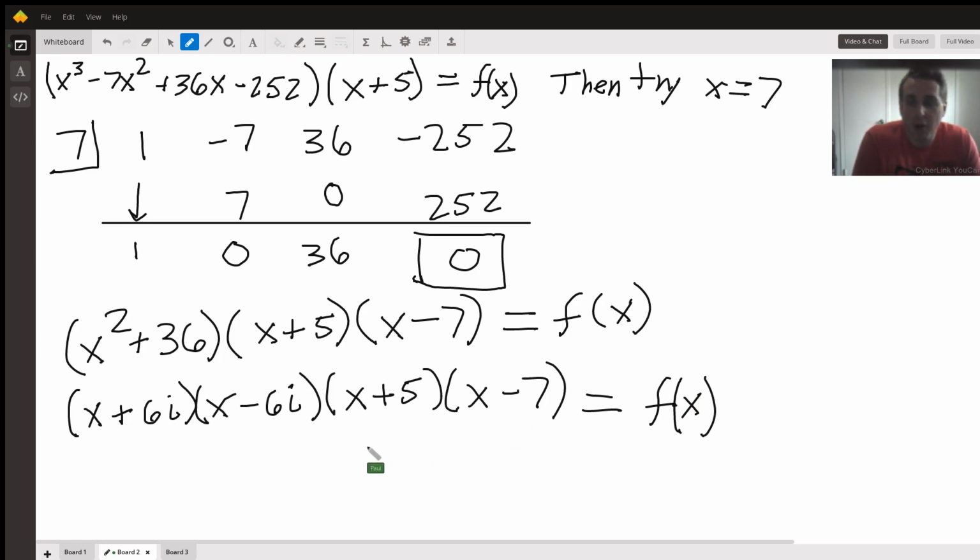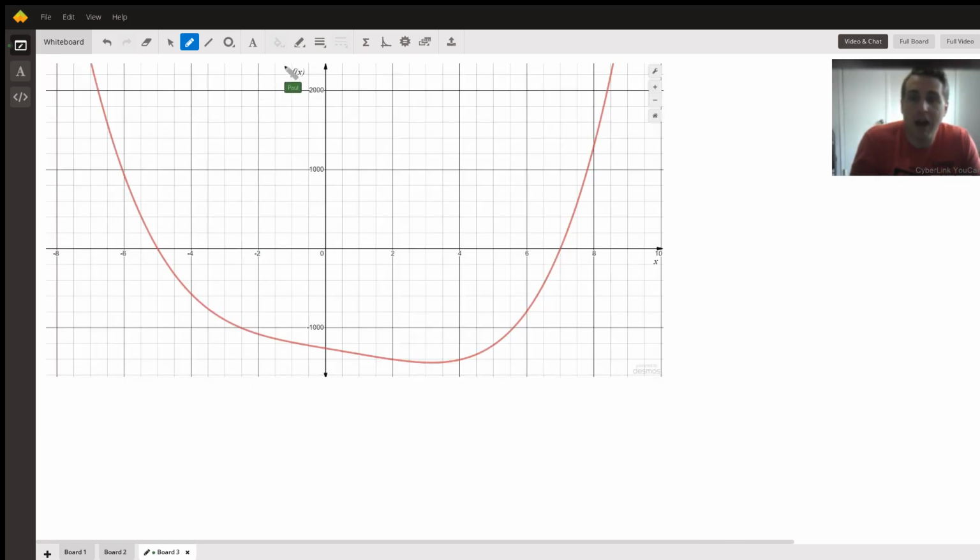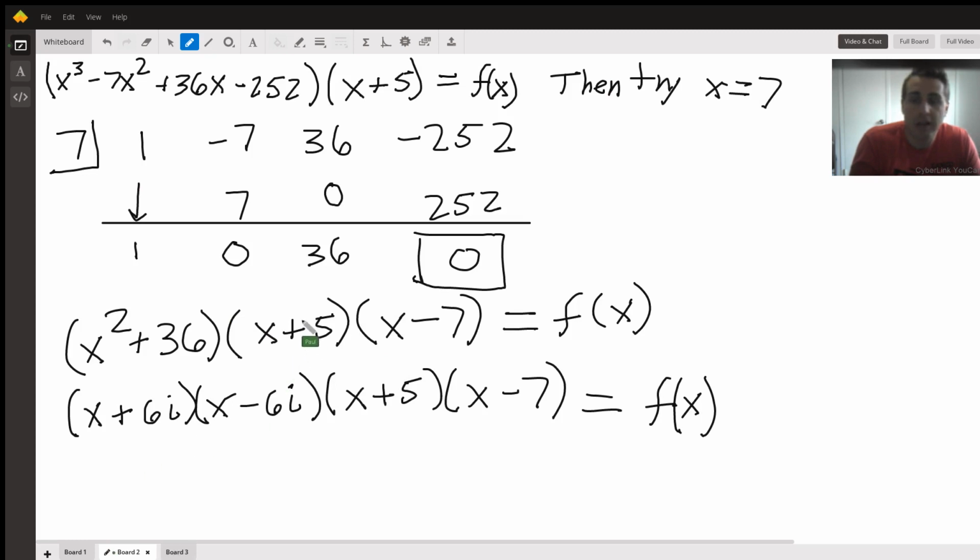Now, by the way, part of the reason I knew that negative 5 and positive 7 were good candidates was I graphed this polynomial on Desmos. And notice x equals negative 5 and x equals 7 were good candidates. So that's why negative 5 fits into this factor and 7 fits into this factor.